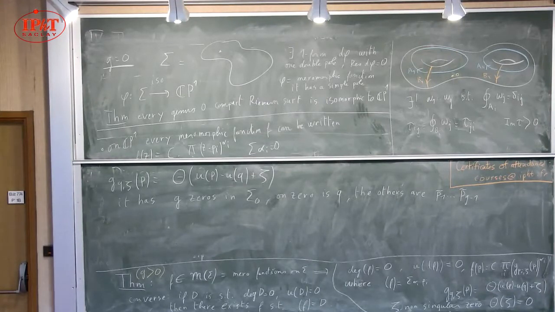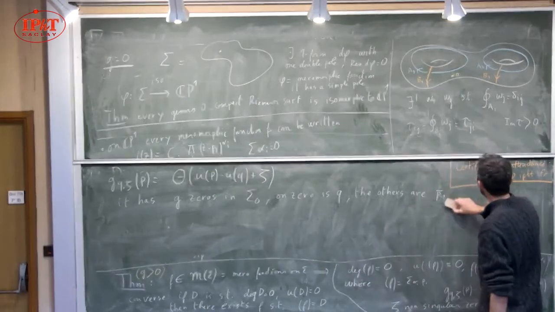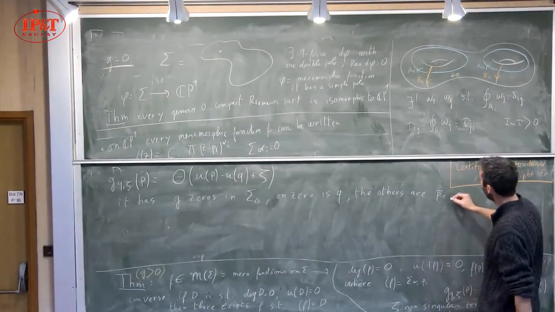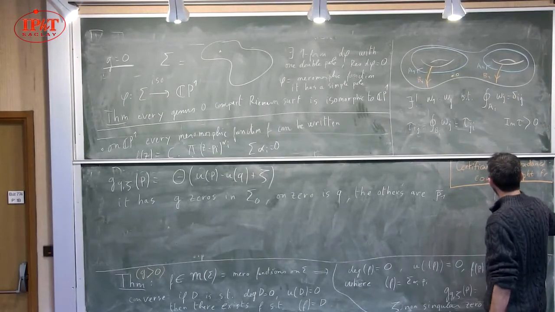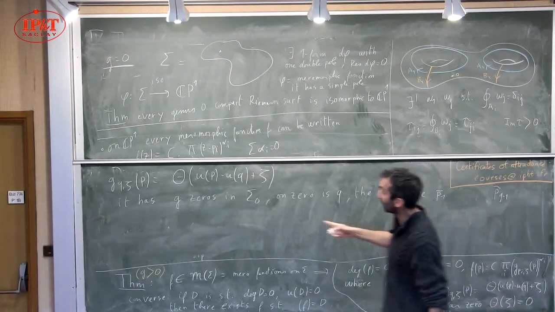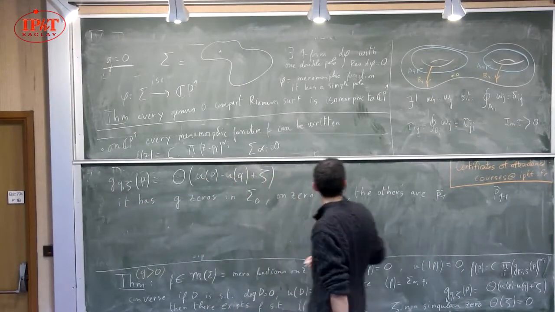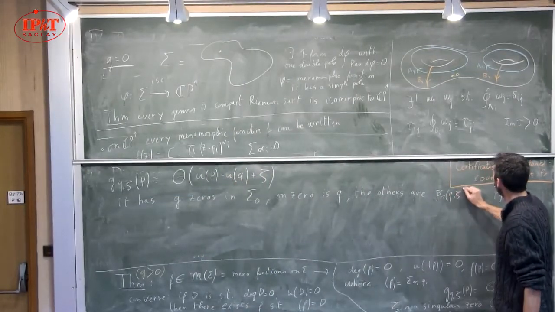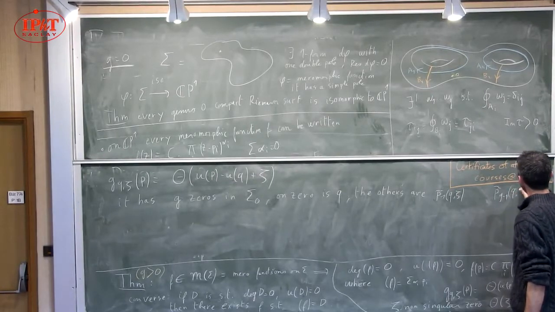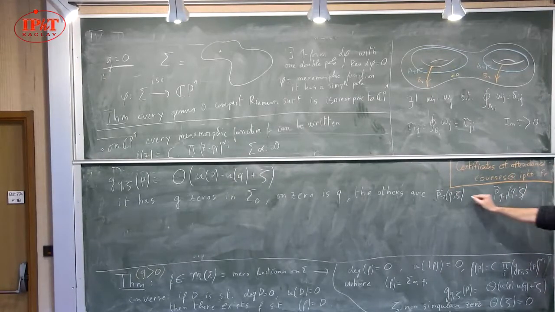So, this function could in principle have these points as poles or zeros. Well, the idea is that these points, p tilde 1 and so on, p tilde g minus 1, they are functions of q and zeta. In principle, they are functions of q and zeta. The trick is to show that, in fact, they are not functions of q. They are only functions of zeta.